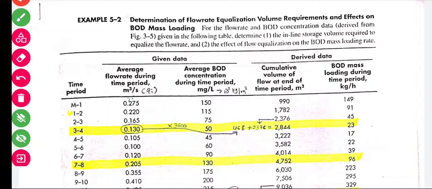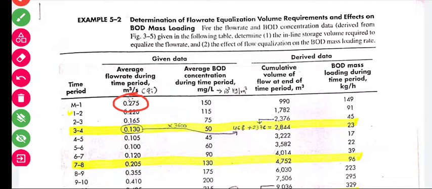For each hour there is a different flow. Sometimes it is higher, sometimes it is lower. So let's first convert this flow in terms of volume. To convert this flow, the first data indicates 0.275 meter cube per second for the first hour, between 12 midnight and 1 a.m. 0.275 meter cube per second flow is coming.